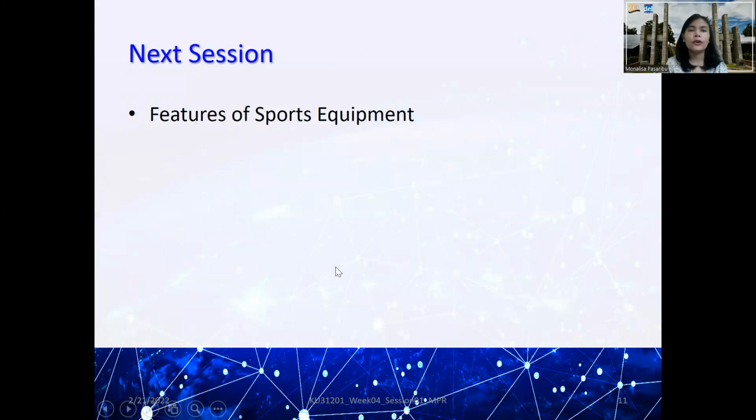For the next session in the practicum, we are going to talk about features of sports equipment. In this discussion, I also want you to first identify the grammar used in the reading about Fernando, if I'm not mistaken, and look at why it is using for, or why it is using verb one or verb-ing. You have to have the reason for that.